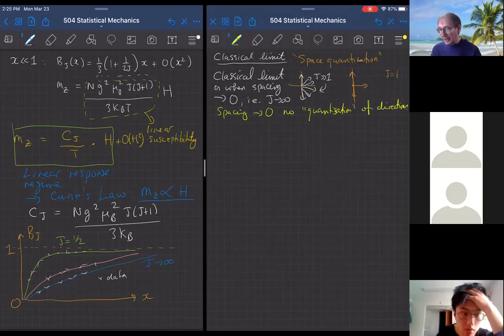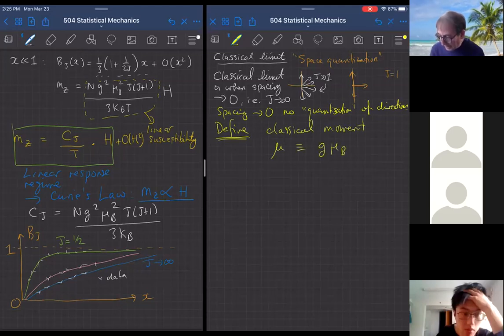So when I take J going to infinity, what I'm going to do is define the classical magnetic moment as mu equal to g times mu B times J, and note here that J itself is a function of J, and what I'm going to do is take the limit that J goes to infinity, but g times J is equal to some finite number.